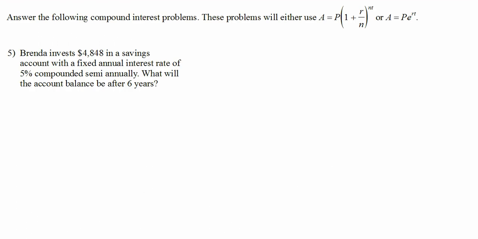Okay. Number 5, we've got an example of interest that's being compounded. So compound interest, and it says that we're compounding semi-annually, so that's just twice a year. Semi-annually, 2 times per year. They tell us 5% interest rate. Okay, let's focus on the question. What will the account balance be after 6 years? So they're asking us for this, and I'm going to use the equation on the left instead of P e to the r t, because this one's for compounding continuously. All right, so we're using this first one.